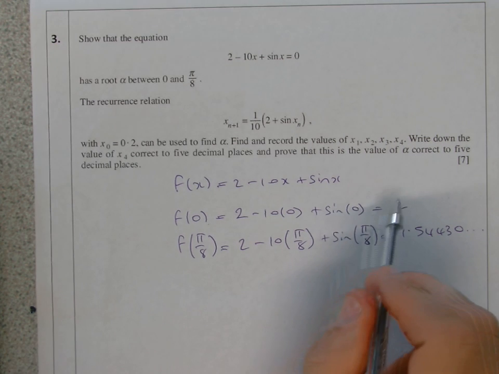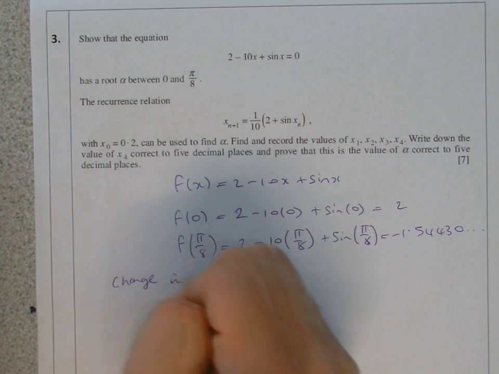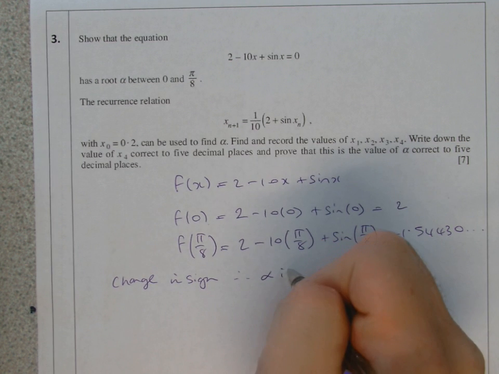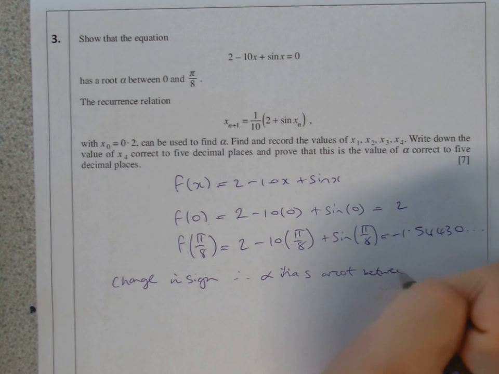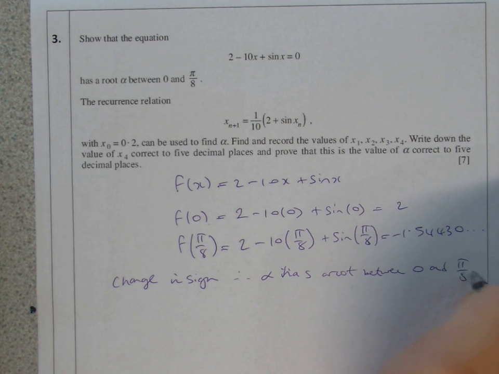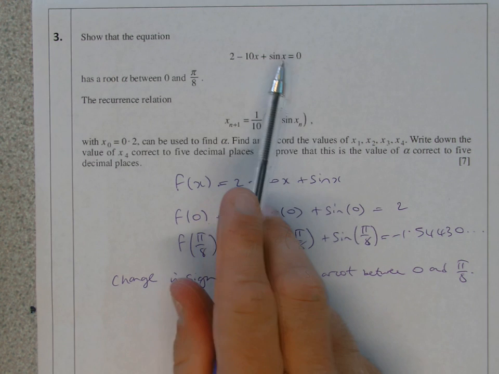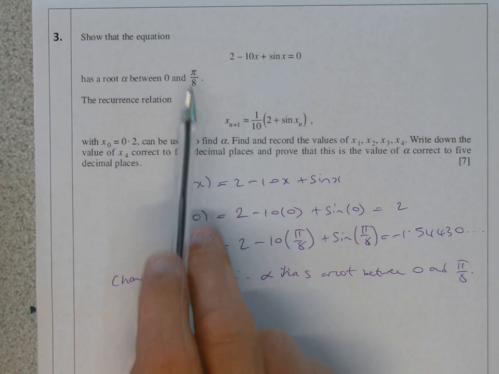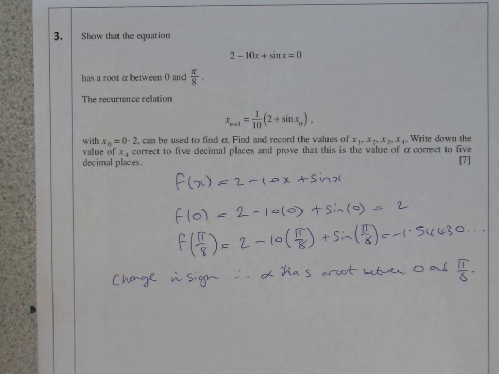Now you can see here, one is positive, one is negative, so there's a change in sign. Once we've shown that there's a change in sign, we can then say therefore alpha has a root between 0 and pi over 8. Basically the x value when it's equal to 0 is between 0 and pi over 8, and they've called it alpha, as they usually do.